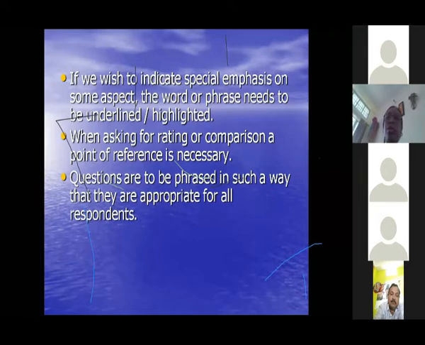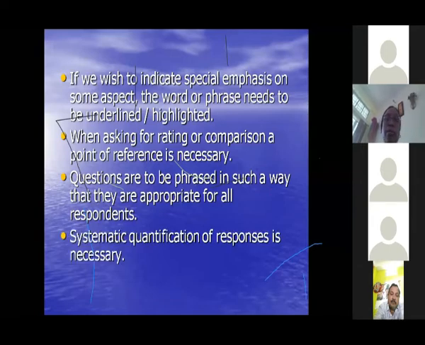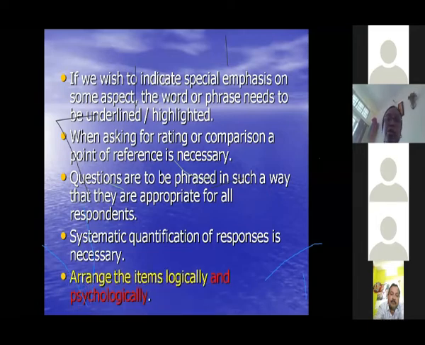Then questions are to be phrased in such a way that they are appropriate for all respondents. That means to whom we are going to administer this questionnaire, we must know their qualification, their age, their status, etc. And depending upon that, we need to frame the questions or phrase the questions in that way. Then one must be very systematic in giving the responses such that it can be quantified. Then we need to arrange the items logically and psychologically.